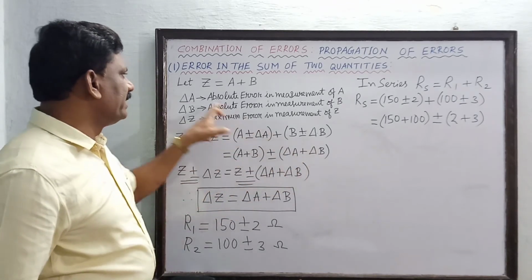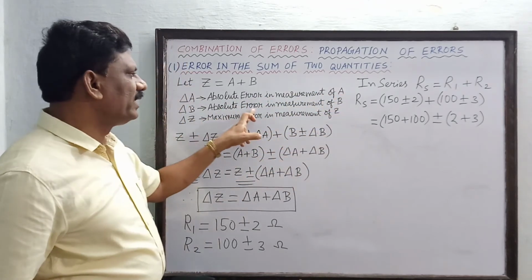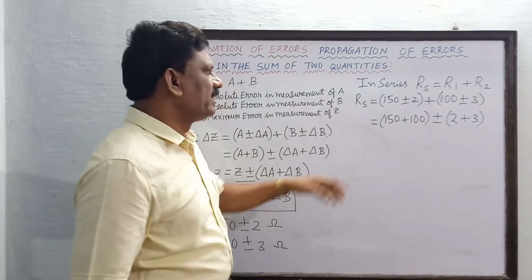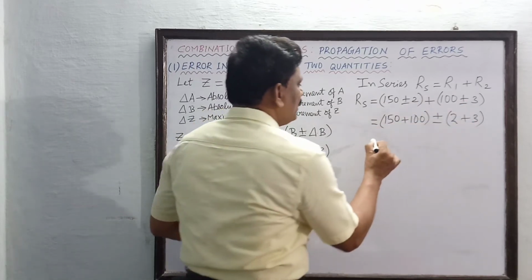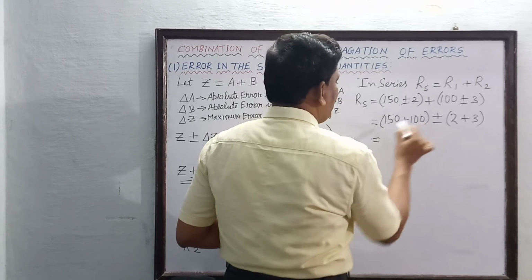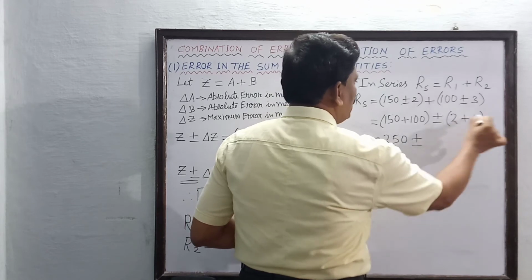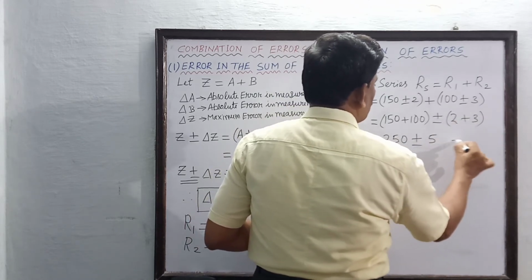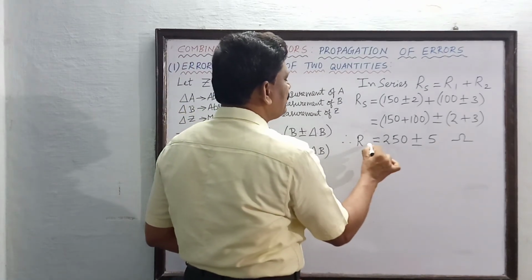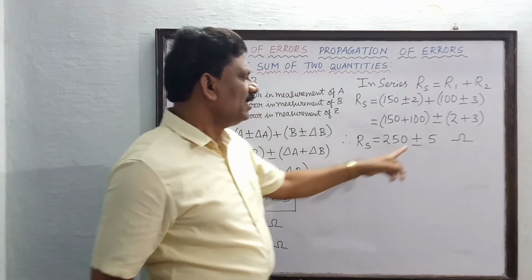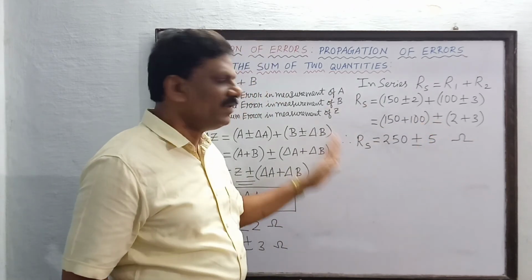So what is delta A? Delta A is the absolute error in the measurement of the first quantity, and delta B is the absolute error in the measurement of the second quantity. Like that, here I am adding delta A plus delta B, and this is now equal to A plus B, 150 plus 100, that is equal to 250, plus or minus, and 2 plus 3 is 5. So this is the effective resistance in series. Therefore R series is now equal to 250 plus or minus 5 ohm. This is the effective or equivalent resistance in series.